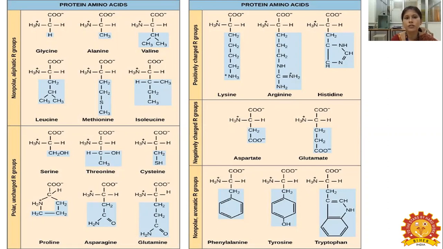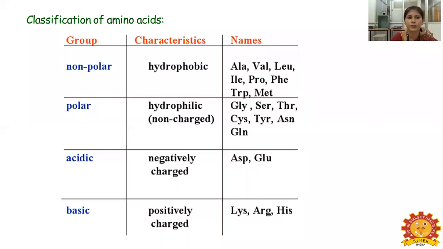So if you see the positively charged R group, we have 3 amino acids: lysine, arginine, and histidine. They are called basic amino acids because, apart from the general NH2 group, they have an additional NH2 group. That is what gives the basic nature to these amino acids. In the case of the acidic amino acids, instead of the common COO minus group, an additional COO minus is there. So that is why they are called acidic amino acids.